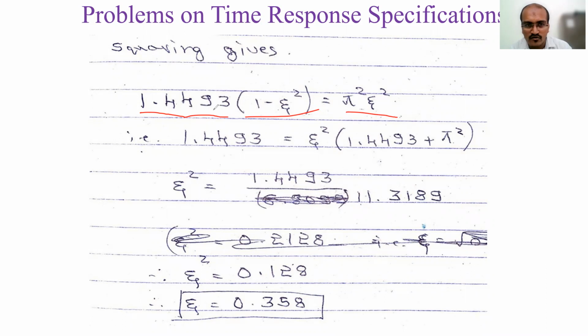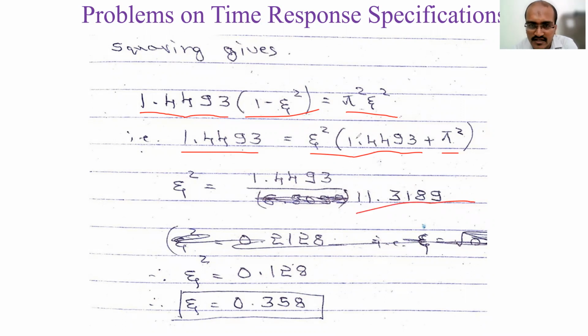So I did that in a single step. This is 1.4493 minus 1.4493 zeta square. The constant I have kept on the left side, and 1.4493 zeta square I have taken to the right side. Already pi square zeta square is there, so zeta square is common: 1.4493 plus pi square. You know pi is 3.14, so you can directly use the calculator. Take pi square and add 1.4493, and you will get 11.3189.